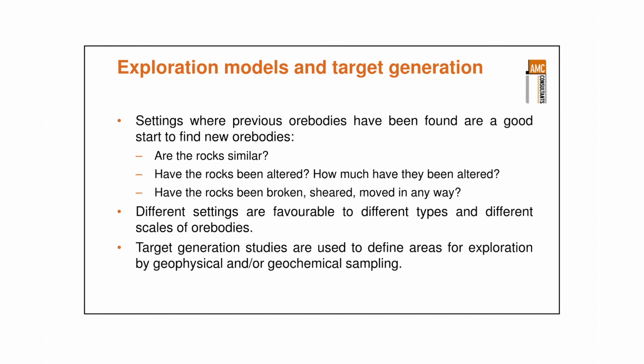So where do we go looking? Well, we try to find areas where previous ore bodies have been found. They're always a good start. Different settings are favourable for the different deposits. So that target generation is a really important part of the first start of exploration. Is that you have an understanding of how the deposits form, and then what you want to do is go and say, well, where could a new deposit be that no one's found yet?